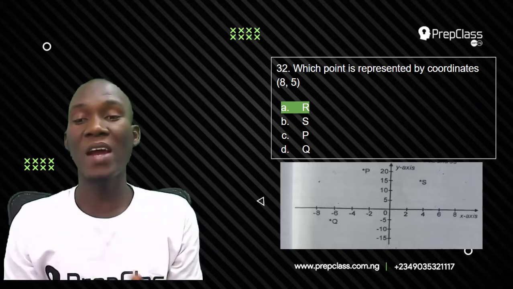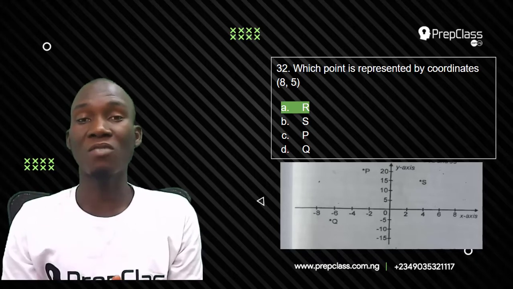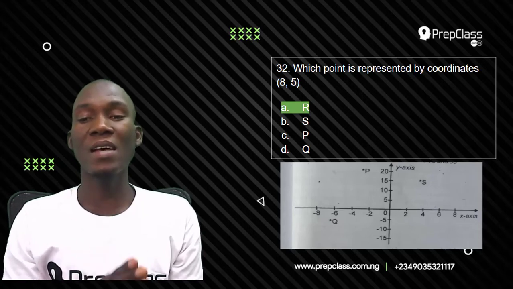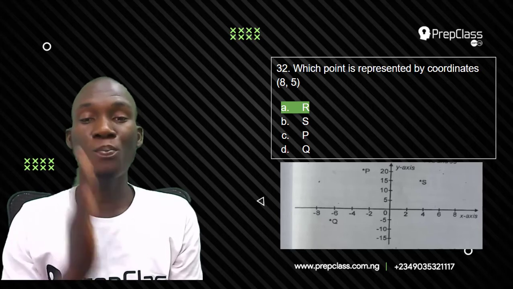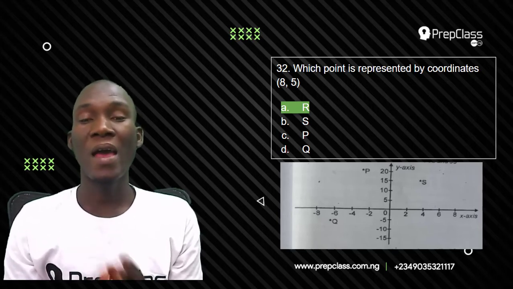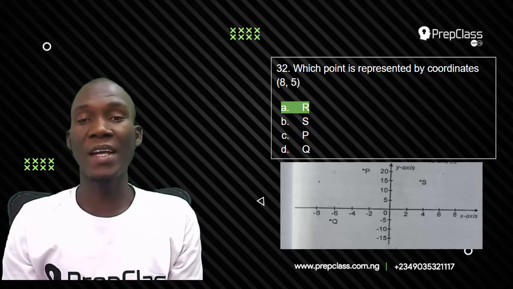You can see that it is very, very easy. So what you just need to do there is to look at the graph and try to connect the two numbers together following the x-axis and the y-axis. And with that, we've been able to get that the point is point R, and that is the solution to that question. So let's move to the next question.